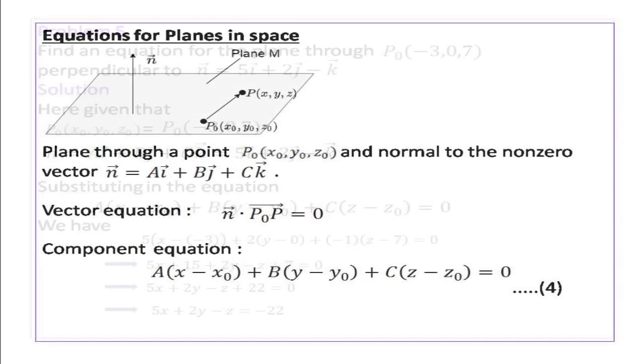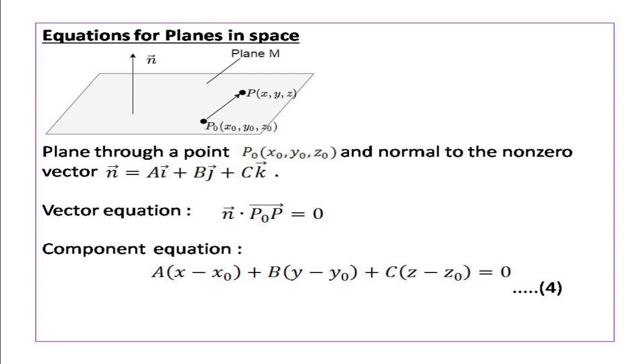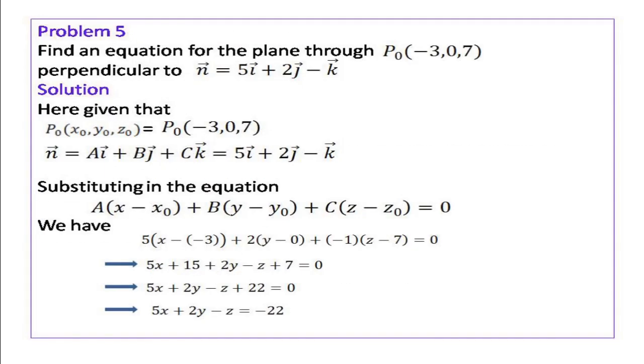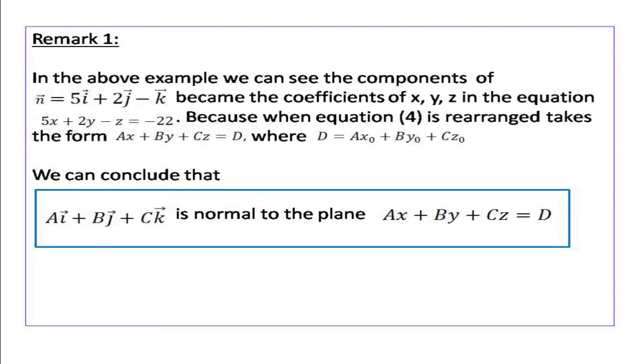can be rewritten to the form ax plus by plus cz equal to d, where d equal to a x naught plus b y naught plus c z naught. Thus, we can conclude that vector a vector i plus b vector j plus c vector k is normal to the plane ax plus by plus cz equal to d.